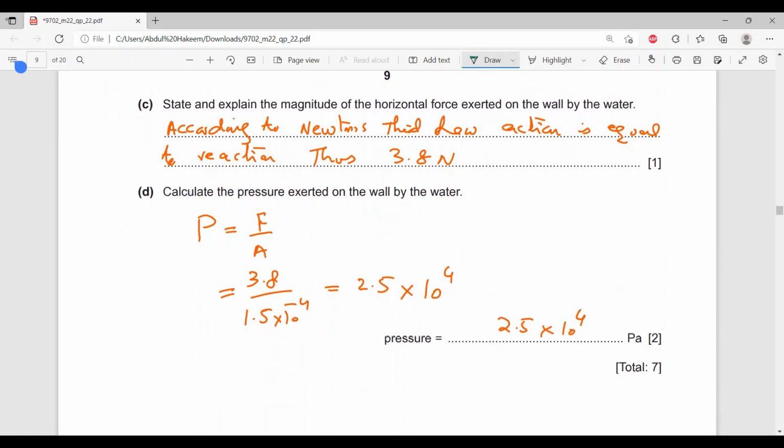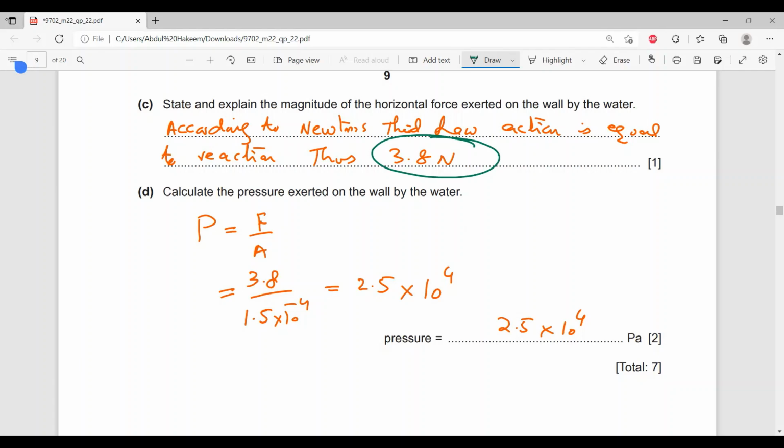Next, state and explain the magnitude of the horizontal force exerted on the wall by the water. The water is exerting force on the wall as an action, so there will be a reaction. According to Newton's third law, action and reaction are equal in magnitude and opposite in direction. Thus the force exerted on the wall by the water is 3.8, the same value. Both forces will be equal.